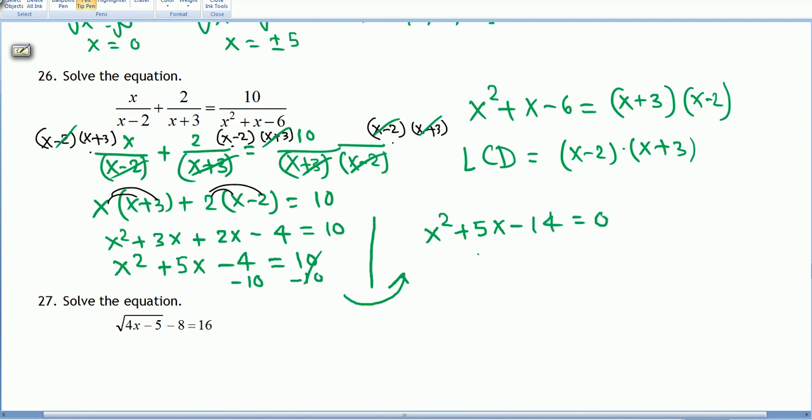Now we factor this trinomial, x squared gives x, x, and negative 14: 7 times 2 is 14. To get negative, one of them should be negative, the other positive, and to get plus 5, so plus here, minus here. We have a product of two factors equals 0, so using the zero factor property, either x plus 7 equals 0 or x minus 2 equals 0. From this factor, x is negative 7. And from this factor, x is 2. So negative 7 and 2 are possible answers. Now we need to check if they work. Let's plug in 2 first.